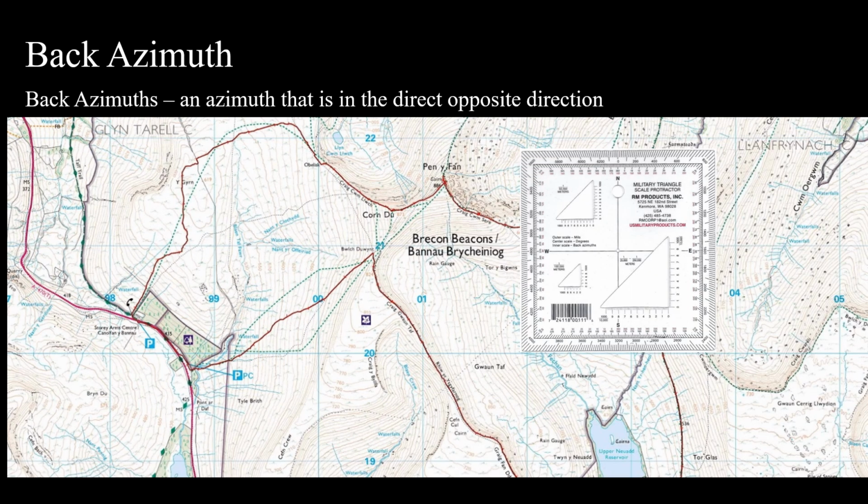The next thing I want to talk about, which can be a little bit more complicated, is back azimuth. Back azimuth is just a direction in the opposite direction of which way you were going. So say you were coming from this parking lot, walking due south, well, back azimuth would be due north. So how do you get back azimuth? You can look on your protractor. The red numbers here are back azimuth, or you just add or subtract 180 degrees.